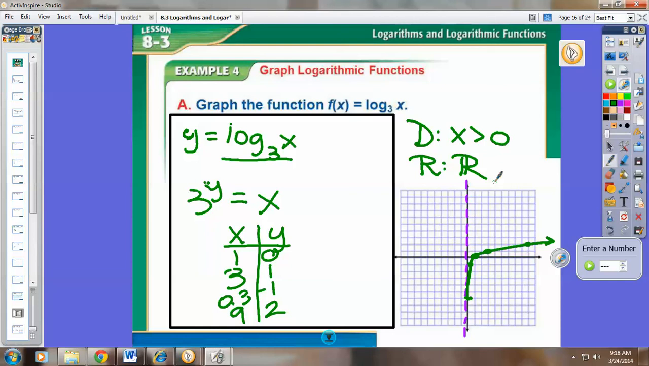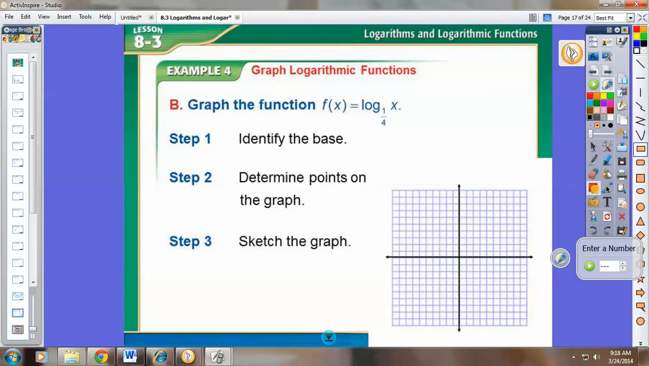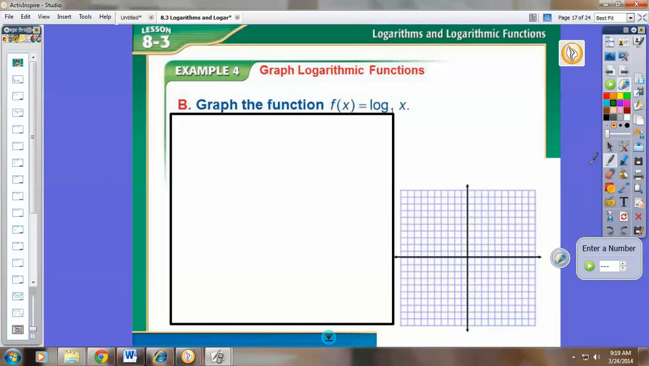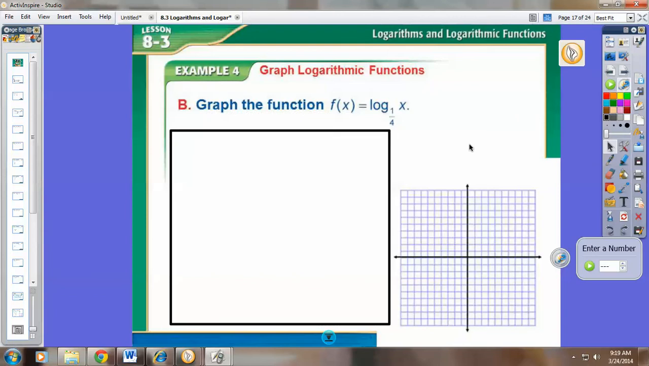Any questions on this first graph? Let's go to example number 2 on your notes sheet. This time we have a fraction on our base. Not a big deal. We can evaluate with fractions. Like I said earlier, we can't do anything in logarithmic form. We need this to be an exponential. So our base here is 1/4 to what power? What is f of x? It's really y, so 1/4 to the y power equals x.